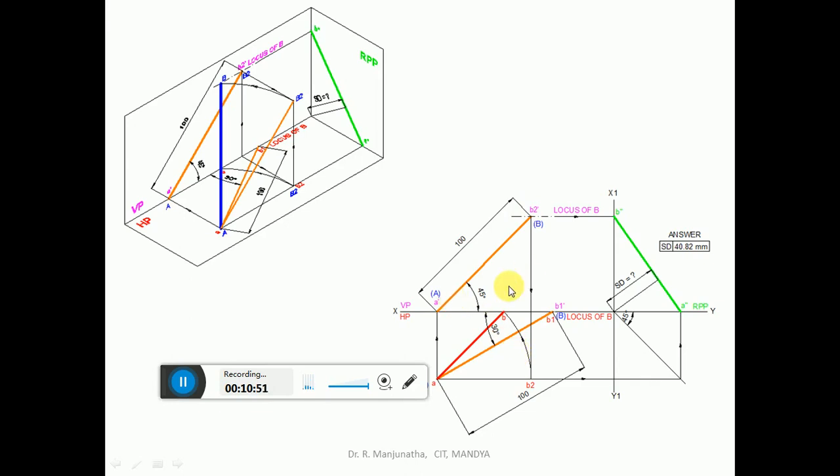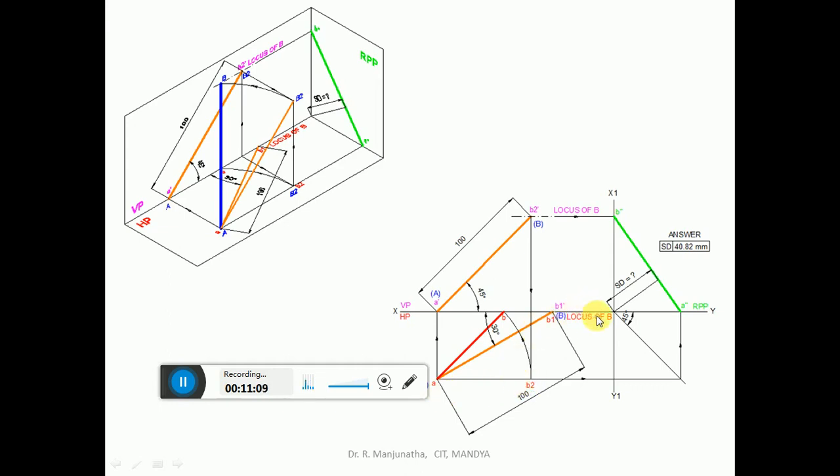To find out the top view, with B2, draw a vertical projector from B2 dash. Because it is the true length in VP, obviously that line will be parallel to VP. So draw a vertical projector till the locus of A in the top view. So AB2 is the line which is in front of VP by the same distance.